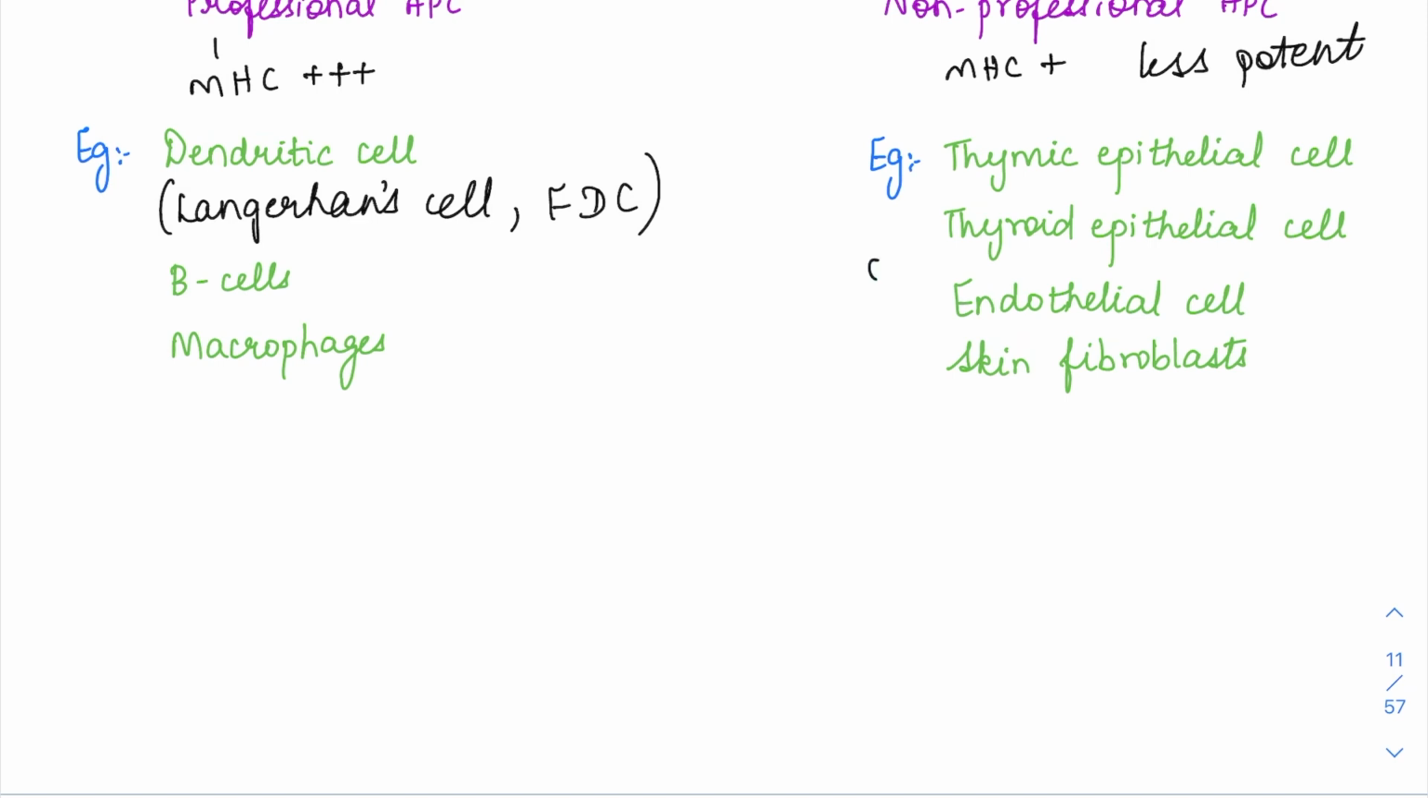Under non-professional APCs, we have thymic epithelial cells, thyroid epithelial cells, endothelial cells, and skin fibroblasts. Only when needed, they are going to act as antigen presenting cells. So these four are again examples of non-professional cells, which are MCQs.